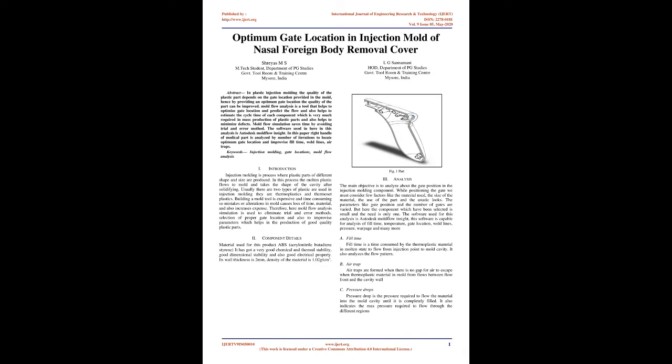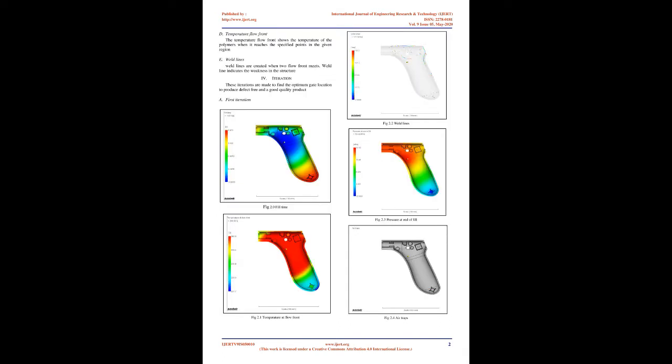Building a mold tool is expensive and time consuming, so mistakes or alterations in the mold cause loss of time and material, and also increase expense. Therefore, here mold flow analysis simulation is used to eliminate trial and error methods, for selection of proper gate location, and also to improve parameters, which helps in the production of good quality plastic parts.